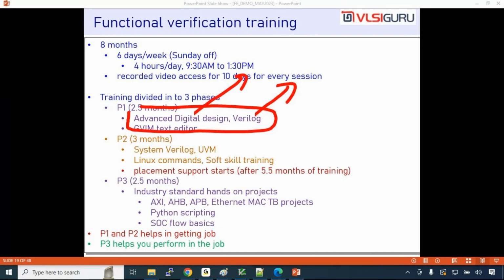I personally, and as an institute, have been trying our best to make sure that each person is given attention. Attention means what? In a batch of 30 people, there could be 10-15 people who are able to pick up things when I'm teaching. There could be 5 people who don't know anything also. If I teach K-map, they don't understand what a K-map is.